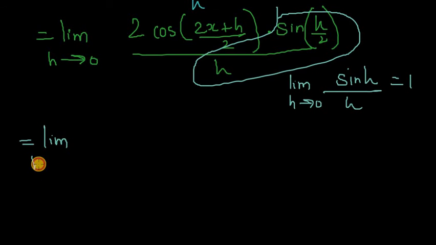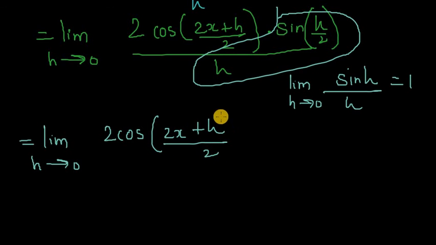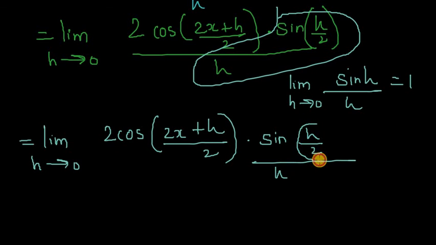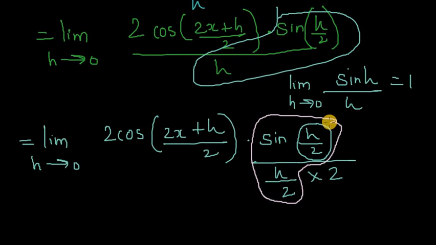So limit h tending to 0 of 2 cos of 2x plus h by 2 into sin h by 2, whole thing divided by h. So I need h by 2. I'll divide this by 2, so I'll multiply 2 over here. Now what we get is that sin h by 2 and h by 2 form a set. The limit of that is 1.